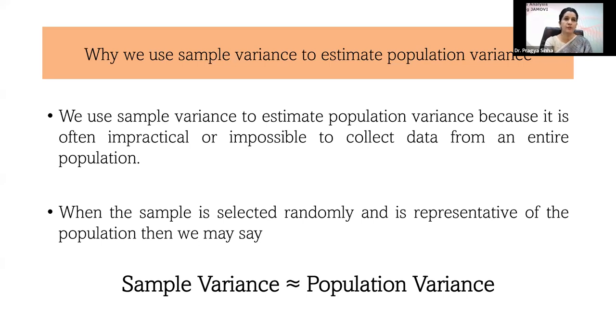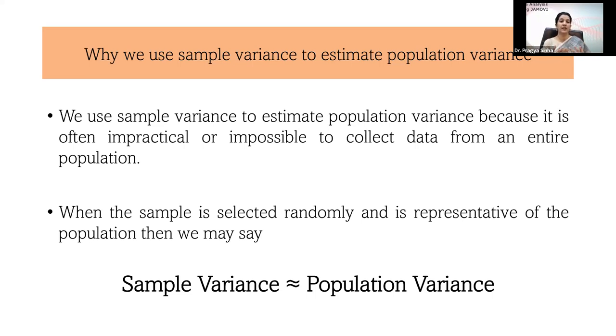So why do we use the sample variance to estimate population variance? Because we'll see, there is an assumption which is the homogeneity of variance, which we apply in case of an independent sample t-test. We use the sample variance to estimate population variance because ultimately we can't measure the population variance. You know, we always say that we do the research because we want to convey about the population parameter through sample statistics, because we cannot count everyone in the population because it is not feasible.